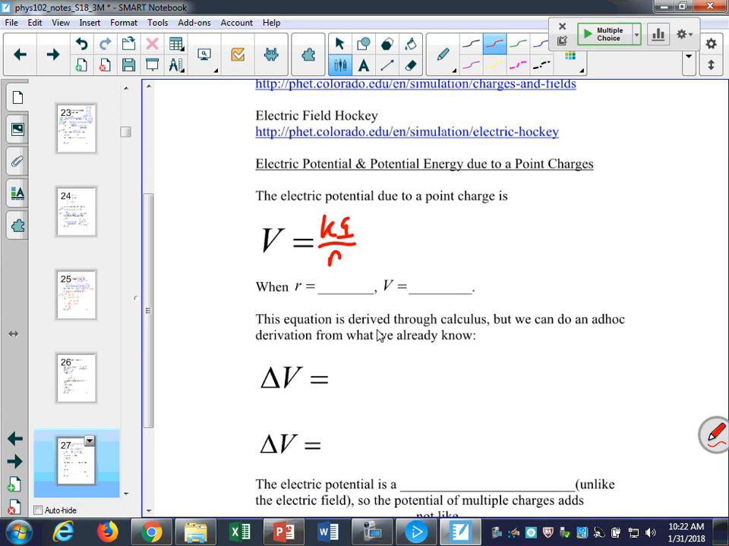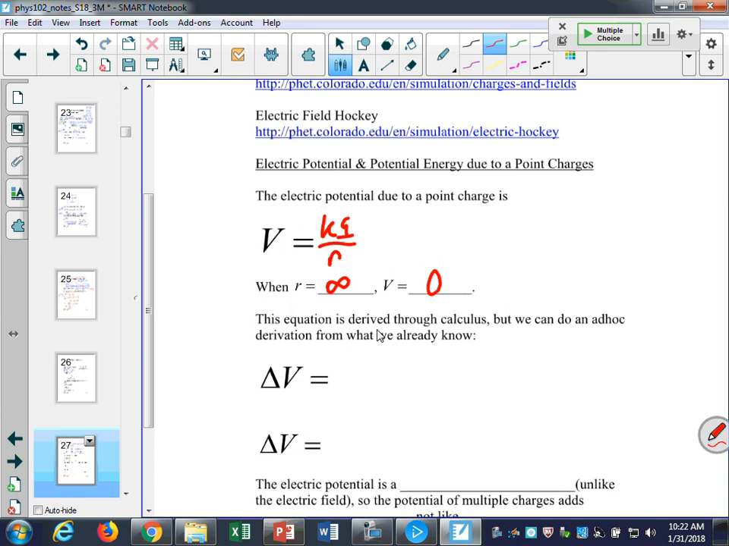The electric potential due to a point charge is KQ over R. That's on your equation sheet. You just need to know how to use it. I do want to point out, though, that when R goes to infinity, when R is really big, V is equal to 0. That's important later. If I go really, really far away from a charge, the potential is equal to 0.